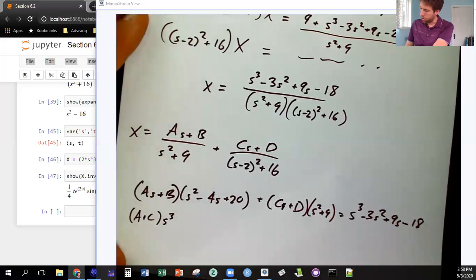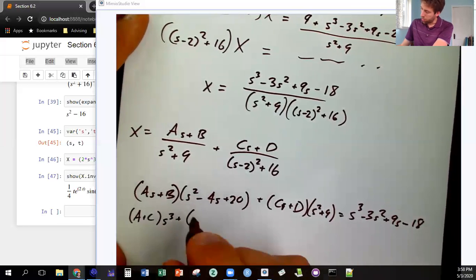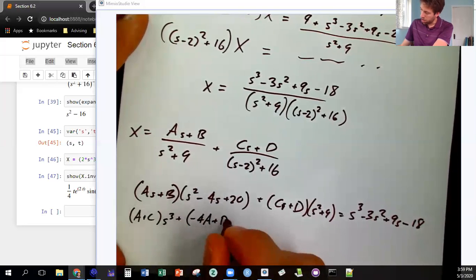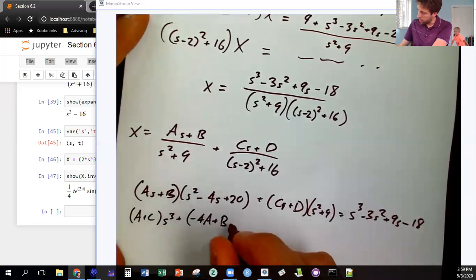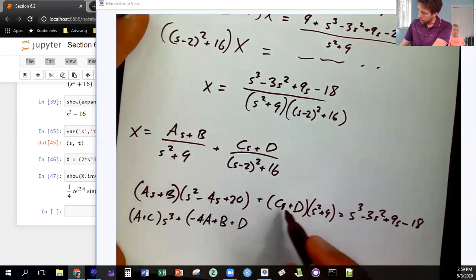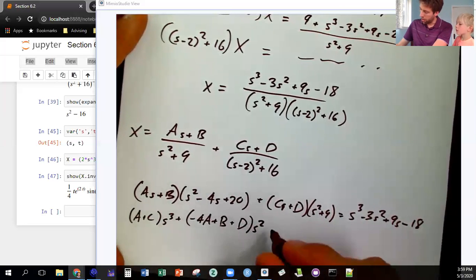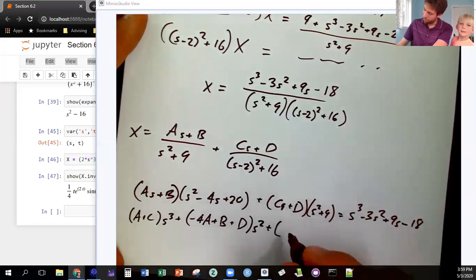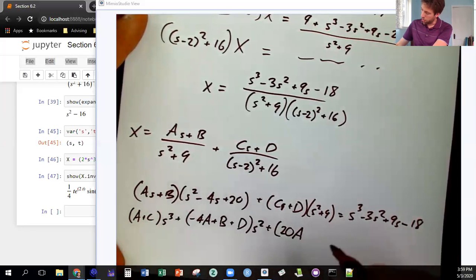And then let's combine all my s squared terms. So how many s squared terms do I have? I have minus 4a plus b. And then how many s squared terms here? Just plus d, because I can't get an s squared term there. And then how many s terms do I have? I have 20a, and then 20a minus 4b.